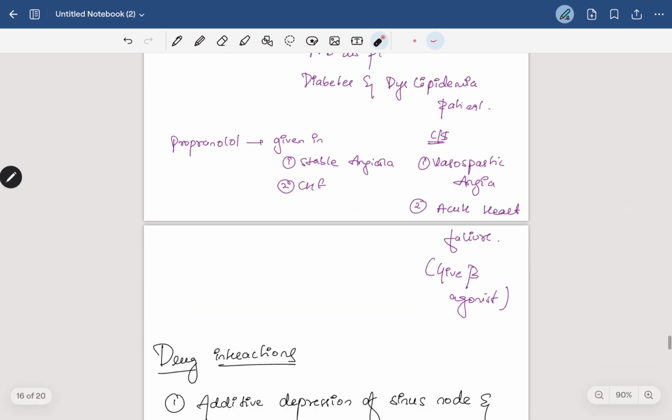Okay, and just remember this, that propranolol is given in stable angina and chronic heart failure, but it is contraindicated in vasospastic angina and acute heart failure. Okay, we give beta agonists. Propranolol is a non-selective beta blocker.